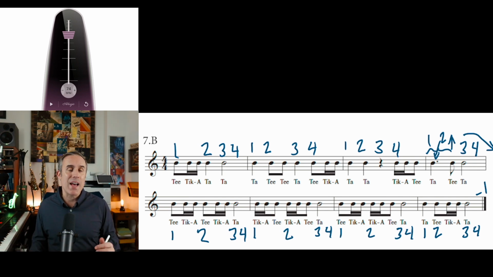So we've analyzed exercise 7B. Now is the time we need to go perform it.